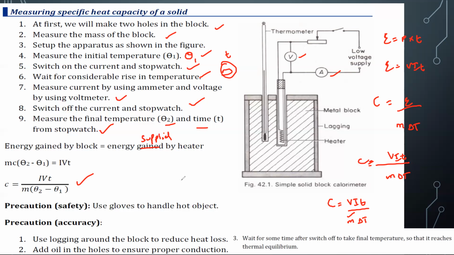You should use gloves to handle the hot object. Use lagging or insulation around it, which will reduce the heat loss to the surrounding. Add oil in the hole to ensure proper conduction. In these holes we should put oil so that there is a transfer of heat energy. And wait for some time after switching off the heater for the final temperature, so that it reaches thermal equilibrium.